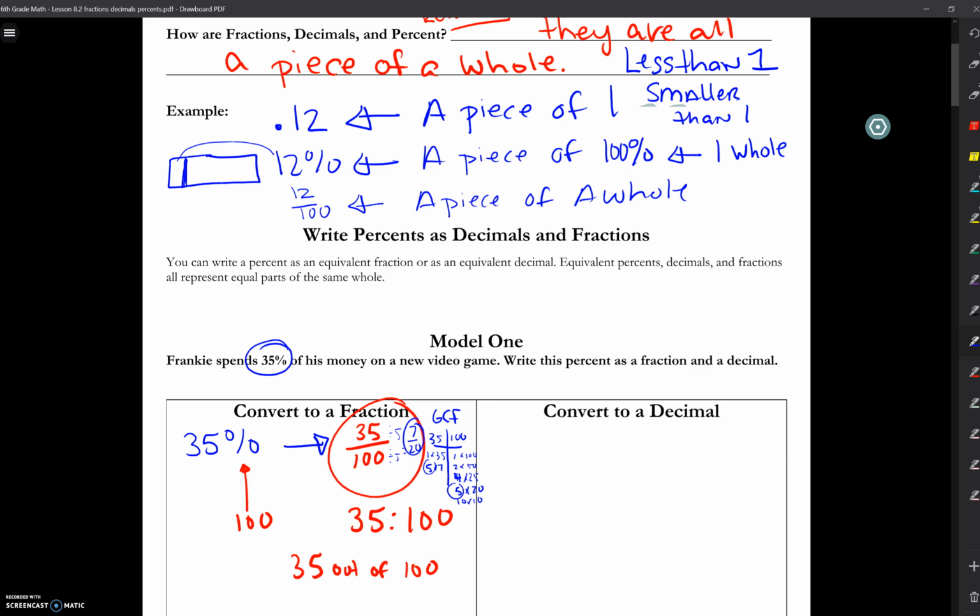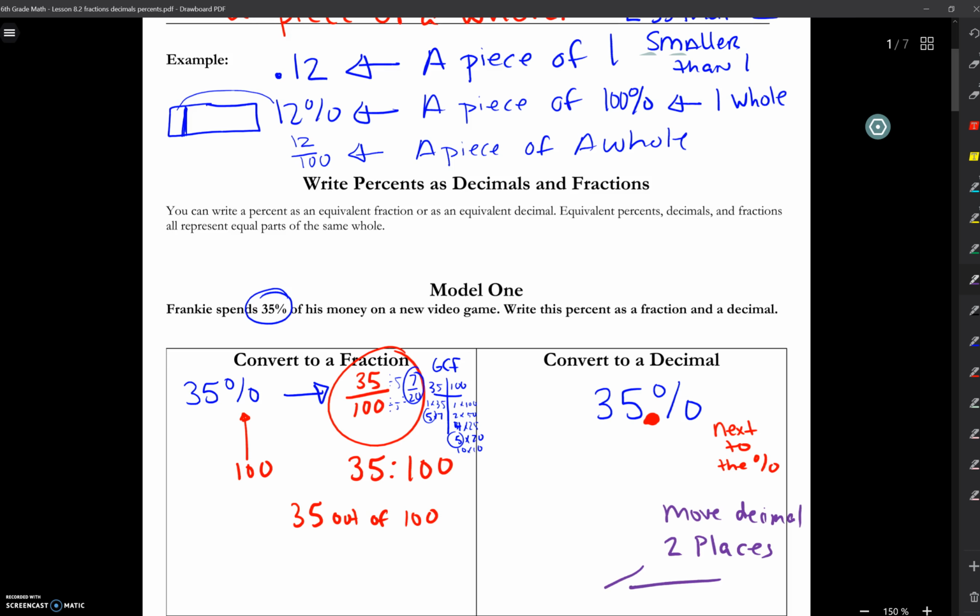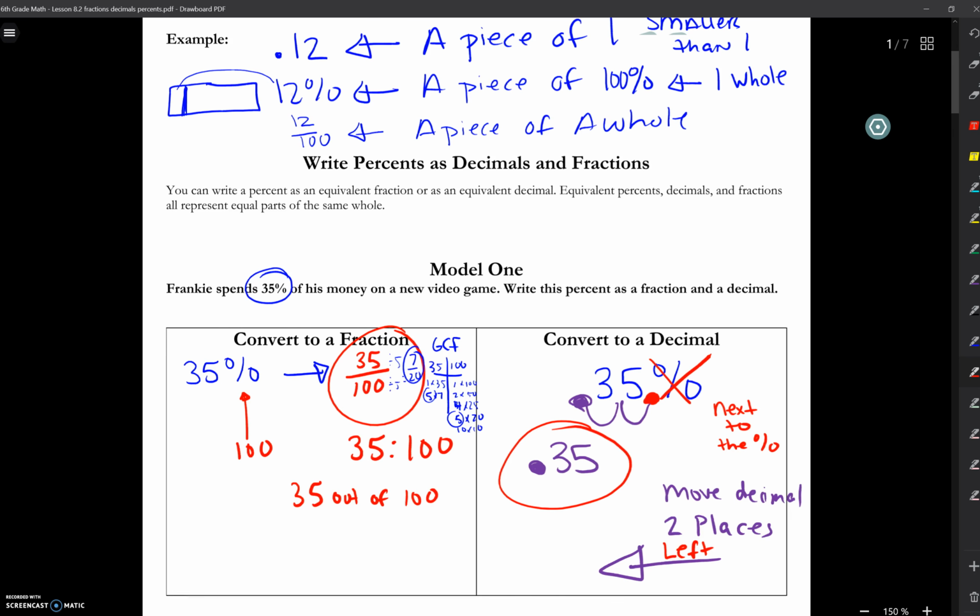Now, how do we convert it to a decimal? This is a very simple strategy to use. If I have 35%, in order to convert it to a decimal, I'm going to put a decimal place here, always next to the percent sign. Then I'm going to move the decimal 2 places. I move it once, and I move it twice. My new decimal is here, and so I have 0.35, and then I get rid of the percent sign. So here's my answer, 0.35. All I did was move it to the left 2 place values. So we're going to practice a couple more.